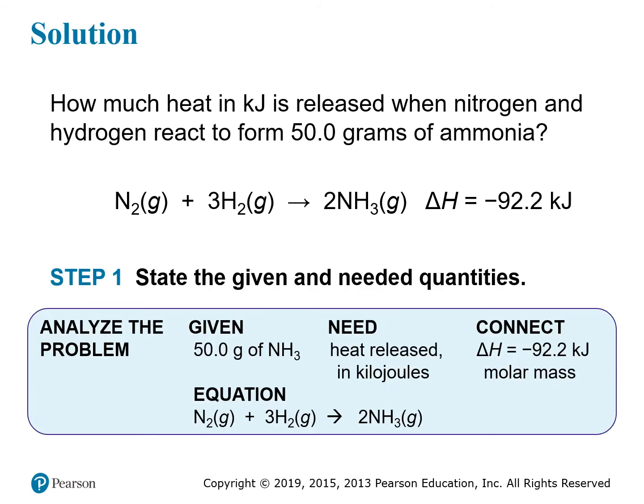So let's begin to analyze this problem, right? Step one is to look at what we have. We're told how much of the ammonia product is formed in terms of the mass, and we're given the balanced chemical equation. What we need is to figure out how much heat is released, okay? And we know that heat is released because there's a negative sign in the delta H. So this negative sign in the delta H indicates that this is an exothermic reaction, which means that it releases heat to the surrounding environment.